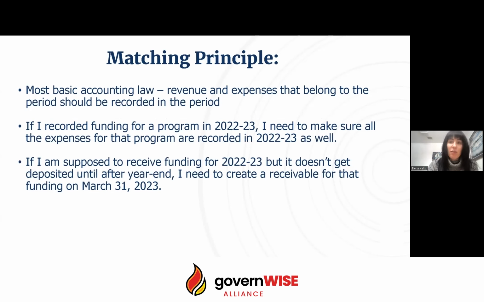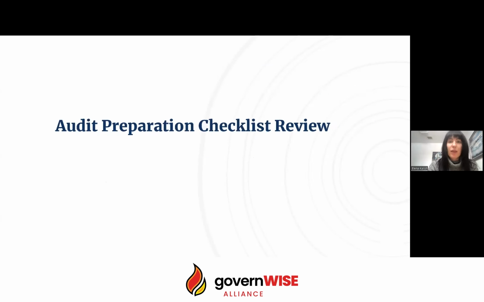So we talked about the matching principle. This one is reiterating again that this is the most basic accounting law. We need to make sure all the revenue and expenses belonging to the year need to be recorded in the year. And let's go straight into our audit preparation checklist.